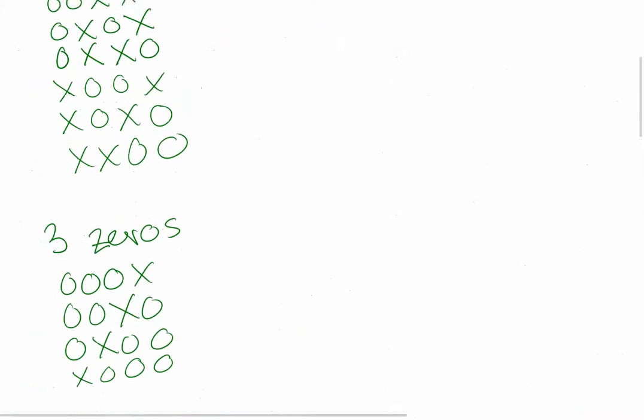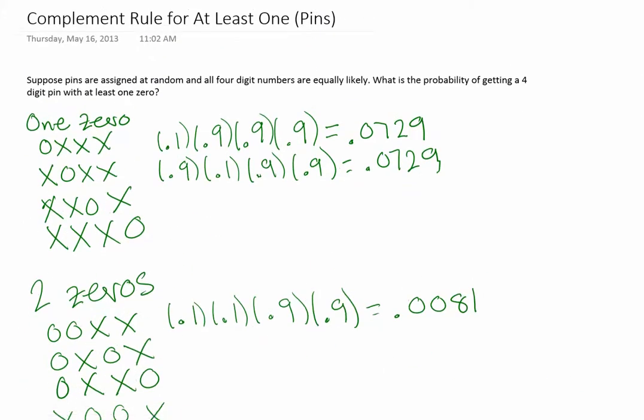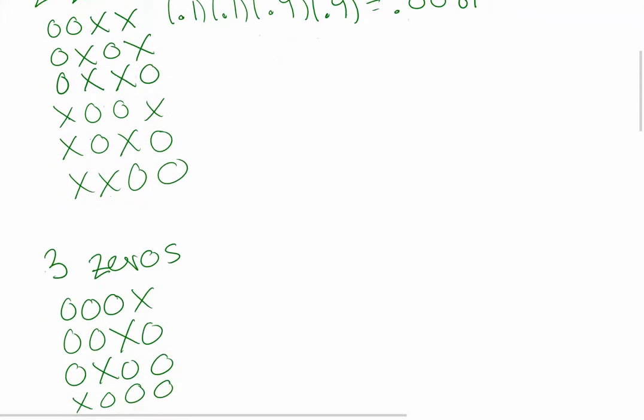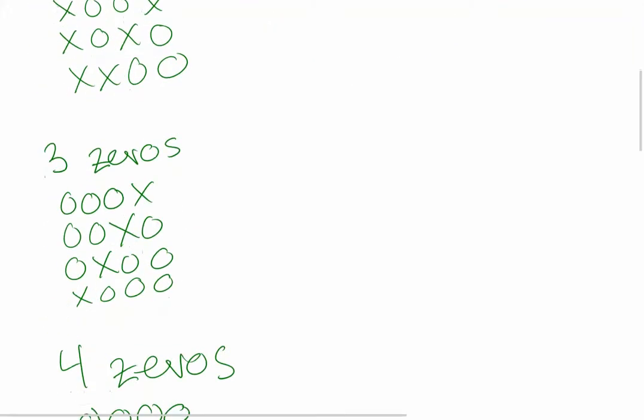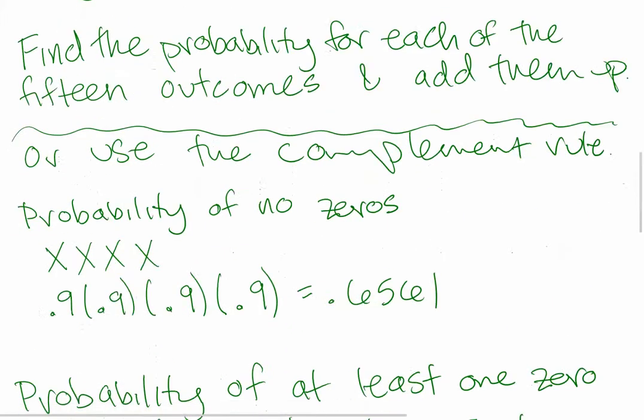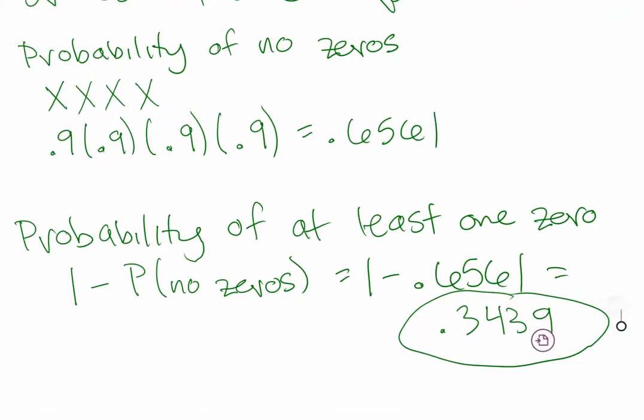Notice one more time, I could do this problem without the complement rule, but I have to find each of the 15 possible outcomes that give me at least one zero, find the probability for each one of them, and then add them up, which would take a long time. So we use the complement rule, find the probability of no zeros, and then subtract that from 1.